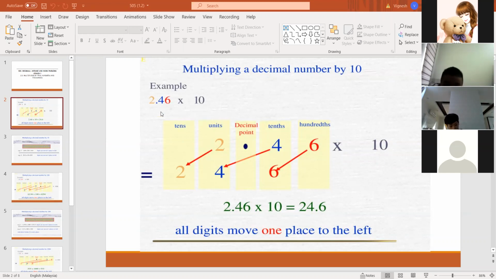As you see the example here, 2.46 multiplied by 10. That means you have to move one decimal place to your right. You are moving the decimal along with you. So if you are moving the decimal to your right, your decimal is already moved to here, next to the 4. Correct or not? So your answer is 24.6. Understand? Hope you all understand.